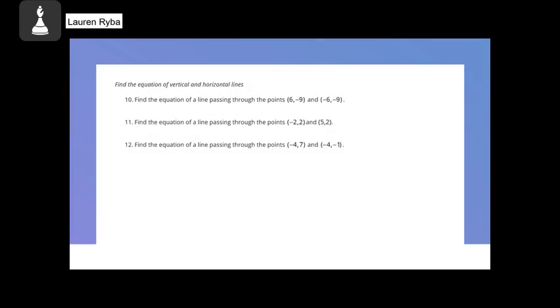They give us 2 points and want us to determine is it a vertical or horizontal line and to write it. So if I look at 10, the 2 points I have are (6, -9) and (-6, -9). So I'm looking for which number stayed the same, and that is the y, or the second term, stayed -9. So this is a horizontal line, y equals -9. Looking at 11, my 2 points are (-2, 2) and (5, 2). Which one stayed the same? That would be the second value, or the y value. So in this one, y is equal to 2.